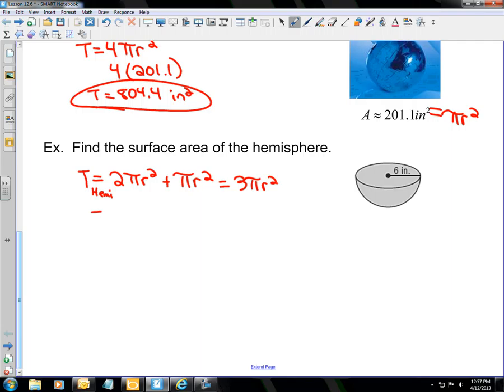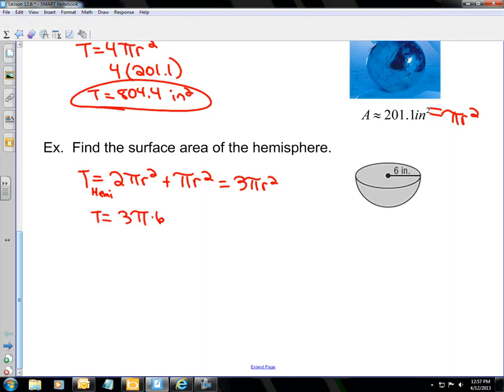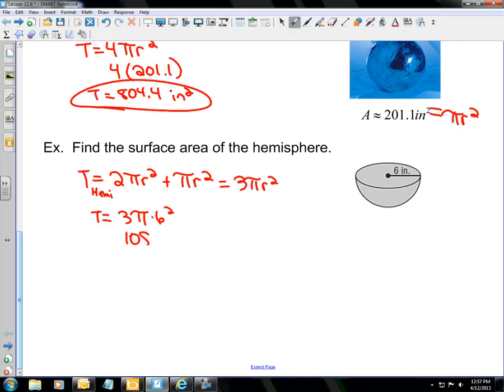All right, so we would do 3 times pi times 6 squared. 36 times 3, I think that's 108. And if you plug that in, you get 339.3 inches squared.